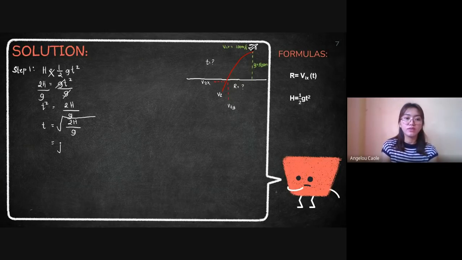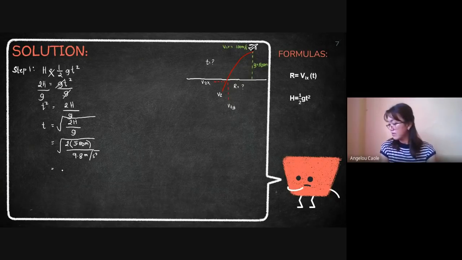We have the square root of 2 times the value of height, which is 500 meters, divided by the constant value of acceleration due to gravity, which is 9.8 meters per second squared. So the answer here is 10.10 seconds. We have the value of time, 10.10 seconds. Now we can solve for the value of range.